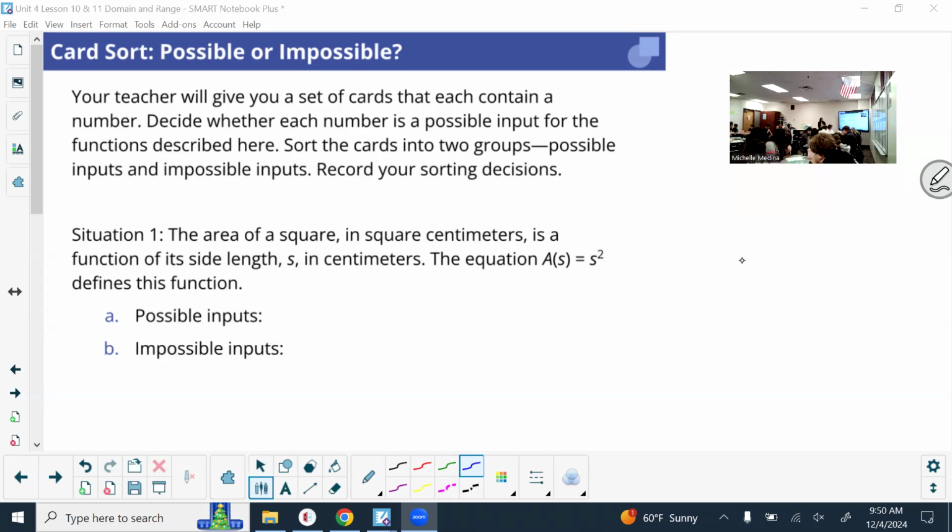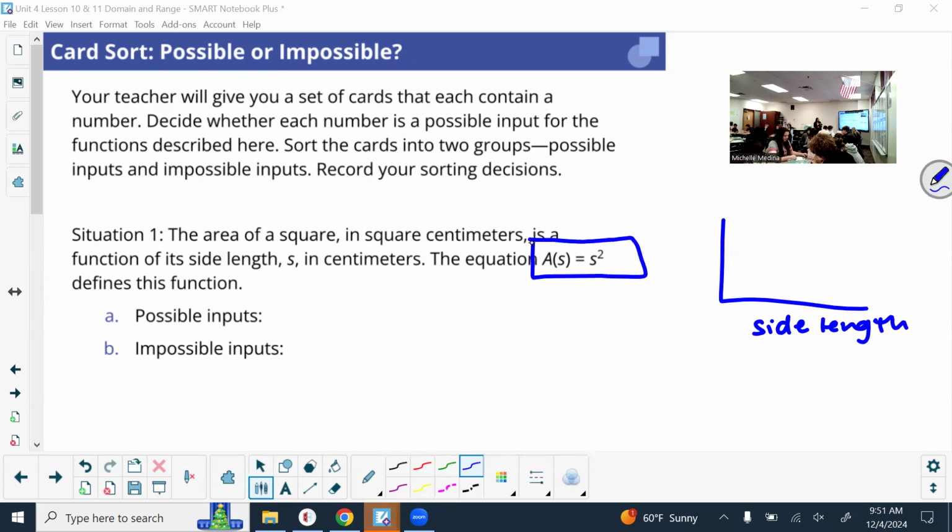The area. Actually, the side length. Because, first of all, the area of the square would depend on the side length. The side length is what's independent. The area depends on the side length. And also they gave you the equation written in function notation. We know that when something's in function notation, the input or the x is always in the parentheses. And in this case, it was s for side length.